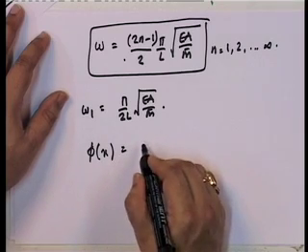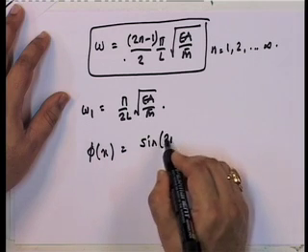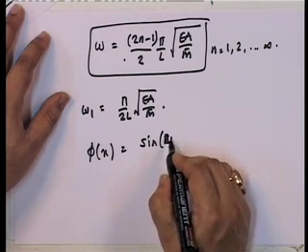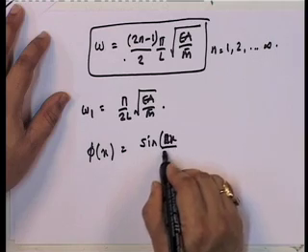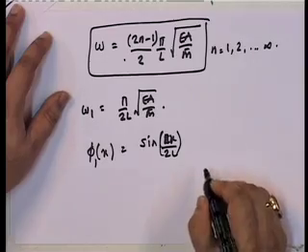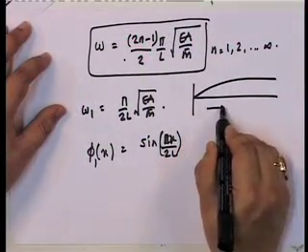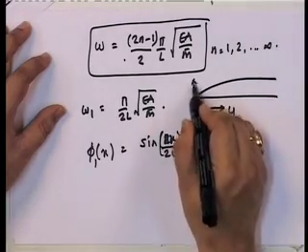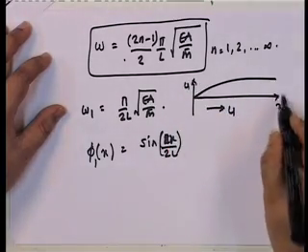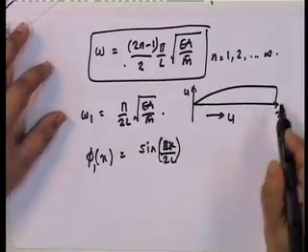The corresponding phi 1 of x is equal to sine of pi x by 2L. We have already looked at that. So, basically phi 1 is this way, where all the displacements are in this direction. I am actually plotting u with x, that is all I am plotting. Actually, they are in this direction. Okay. So, this is the first mode.